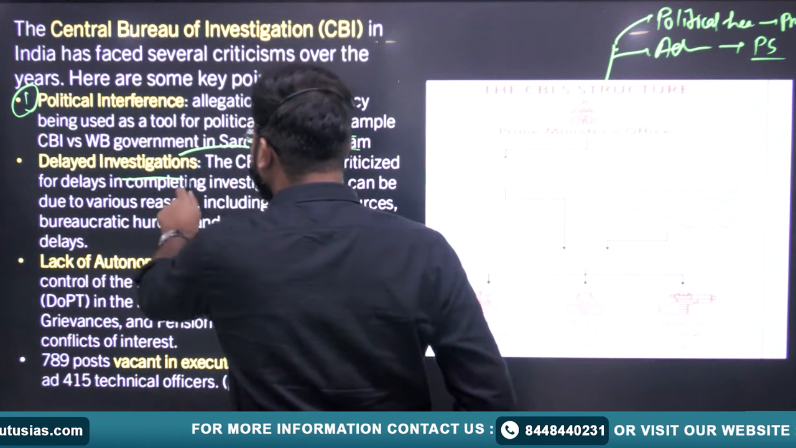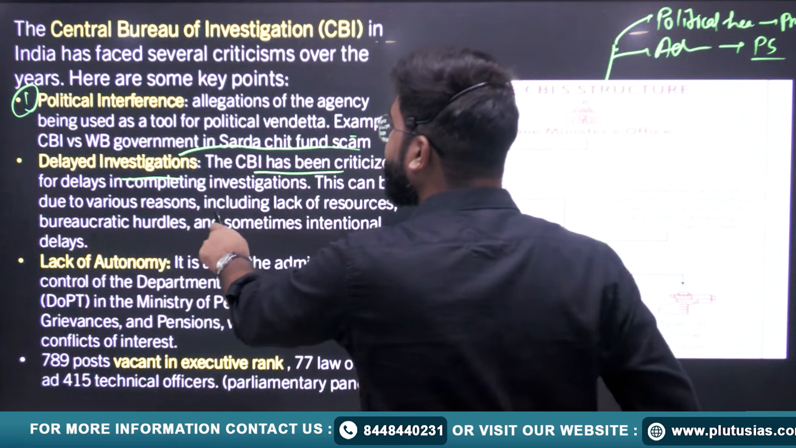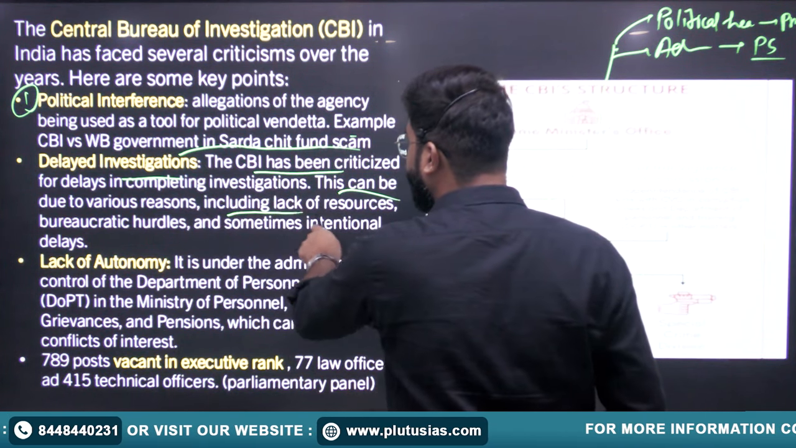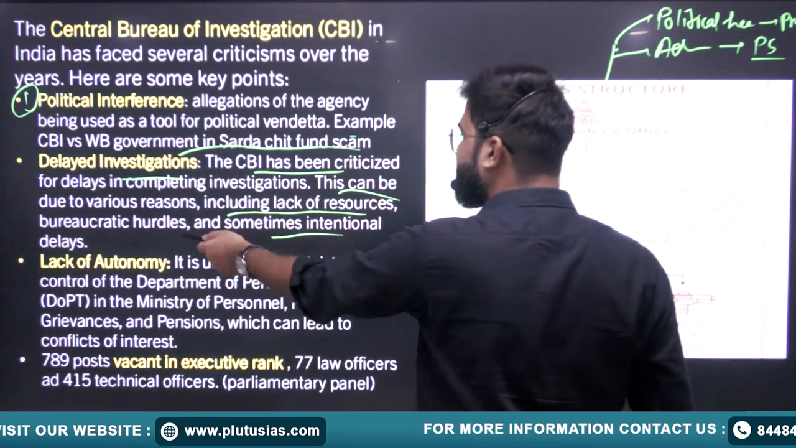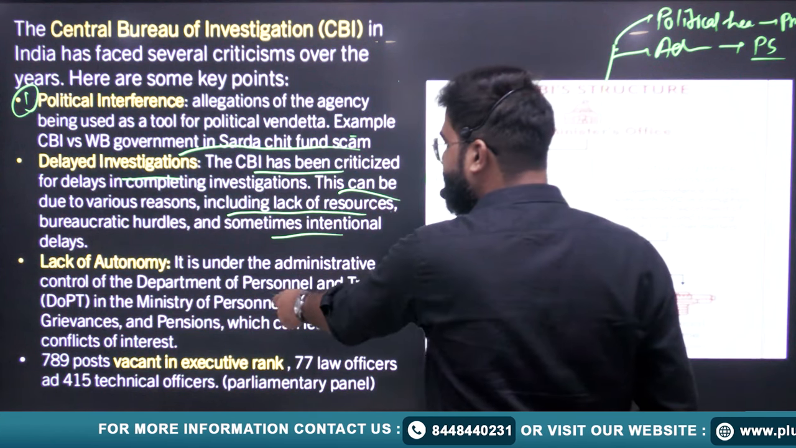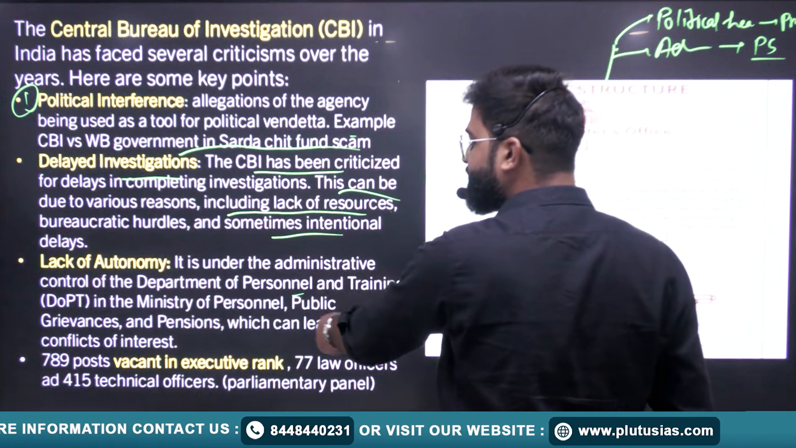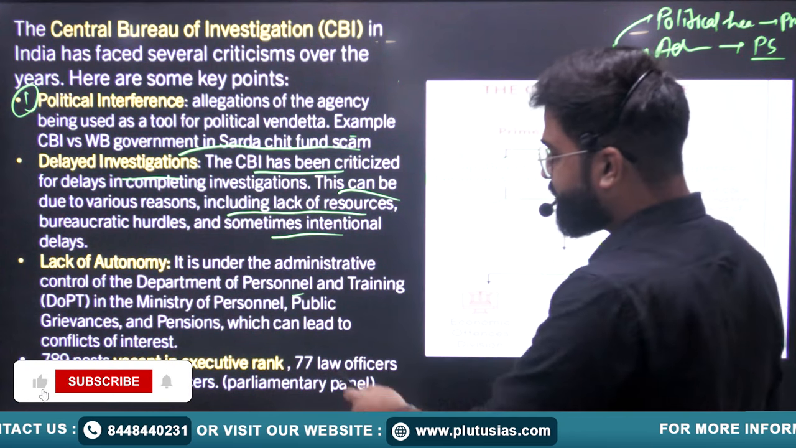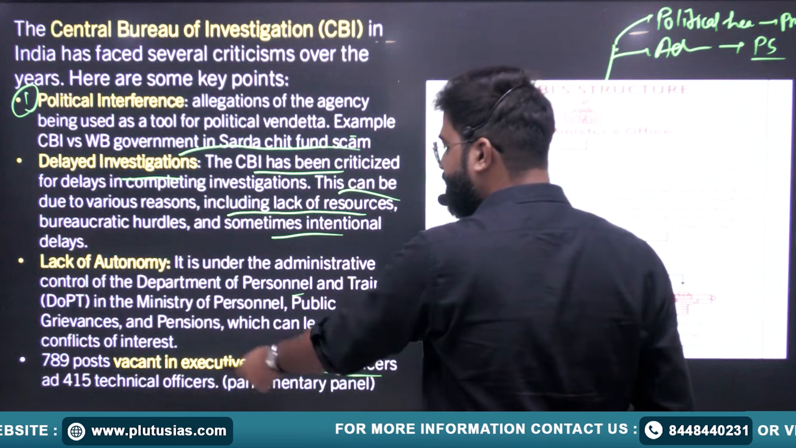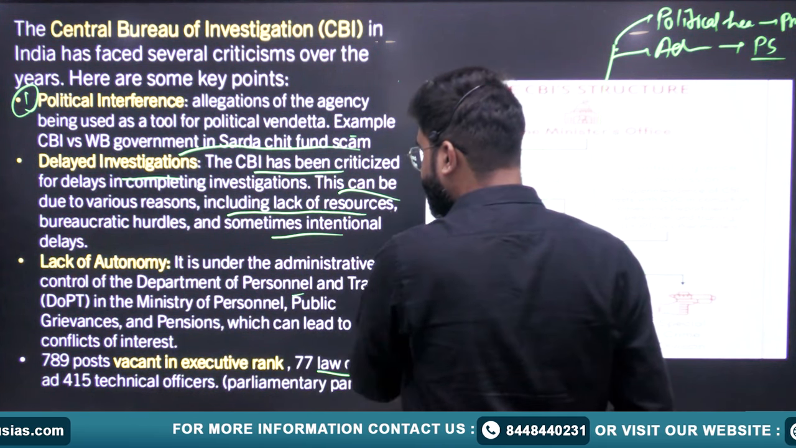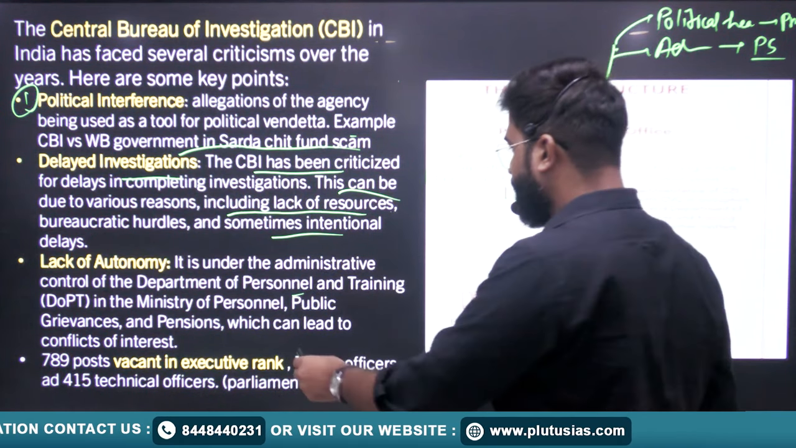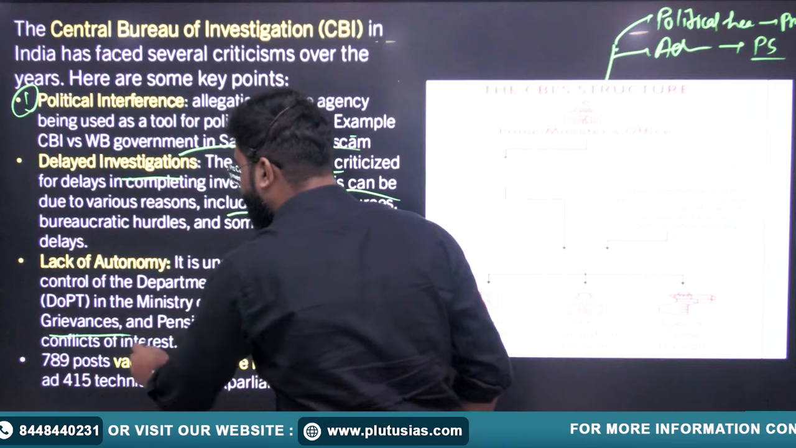Then delayed investigation. The CBI has been criticized for delays in completing investigations. This can be due to various reasons, including lack of resources, bureaucratic hurdles, and sometimes intentional delay. Then lack of autonomy. It works under the administrative control of the DOPT, the Ministry of Personnel, Public Grievances and Pensions, and conflict of interest. Then 789 posts vacant in the executive rank, 77 law officers, and 415 technical officers, the parliamentary panel head said. Okay, why conflict of interest? We are discussing what can lead to conflict of interest. Why?